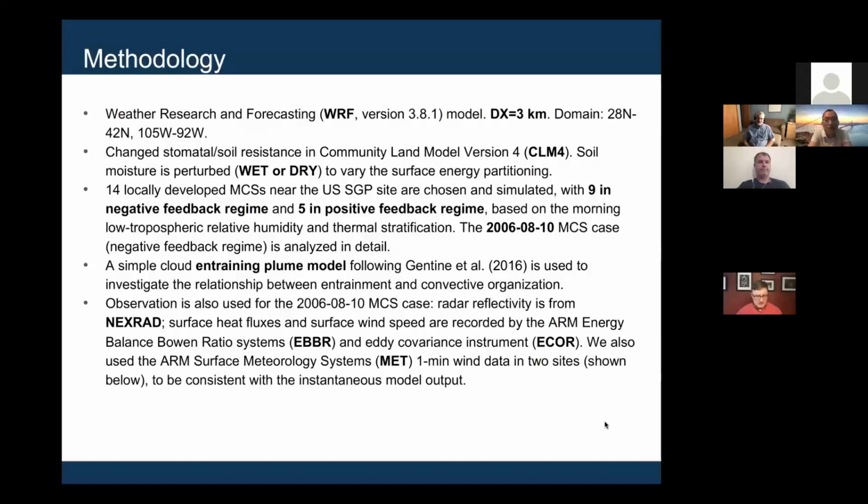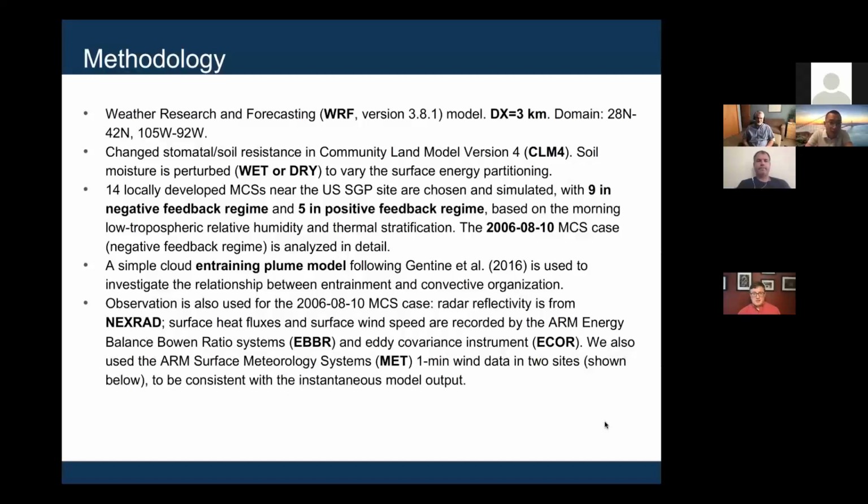We will use the WRF model. The horizontal resolution is 3 kilometers, and the land model is CLM4. We will perturb the soil moisture to vary the surface energy partitioning. A total of 14 MCSs are simulated, with 9 in the negative feedback regime and 5 in the positive feedback regime. And the 2006 August 10 MCS case is analyzed in detail.